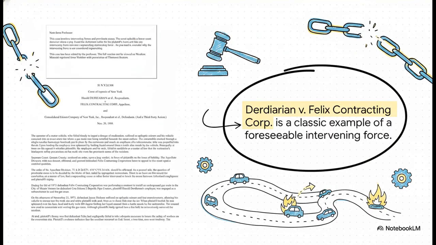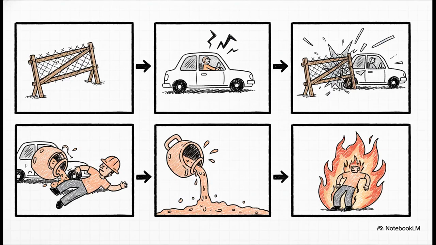Let's start with a case where the chain of causation held up like a champ, even with some unbelievably wild facts. Let's talk about Derderian versus Felix Contracting. This case is the textbook example of foreseeability keeping a defendant on the hook for damages. Just check out these facts.